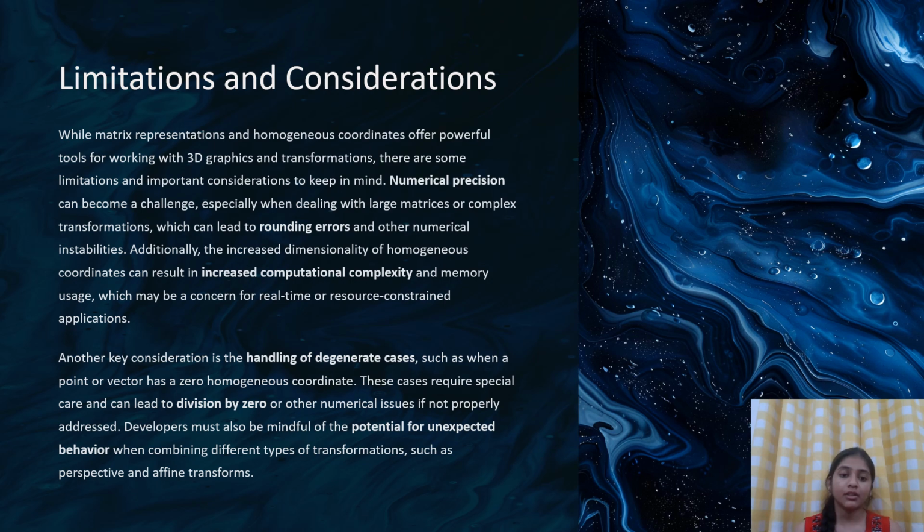Another key consideration is the handling of degenerate cases, such as where a point or a vector has a zero homogeneous coordinate. This case requires special care and can lead to division by zero and other numerical issues if not properly addressed. Developers must be mindful of the potential for unexpected behaviors when combining different types of transformations such as perspective and affine transformations.